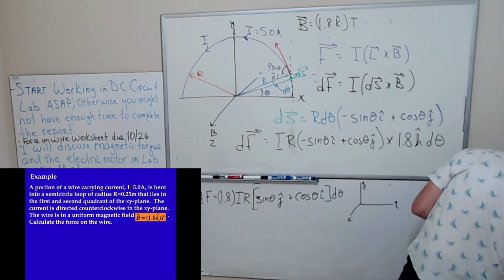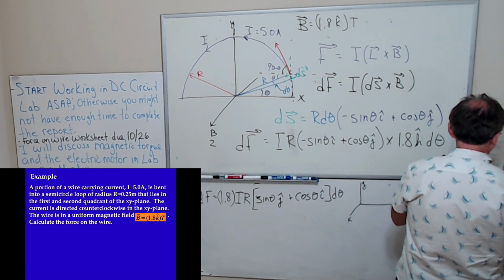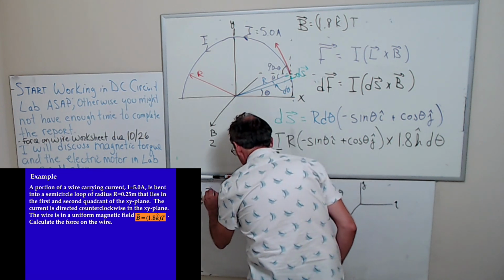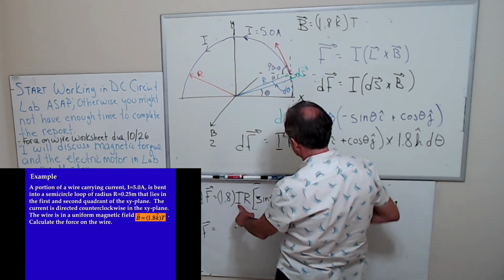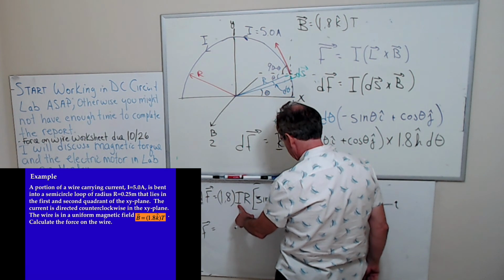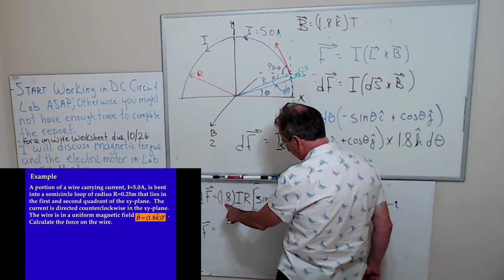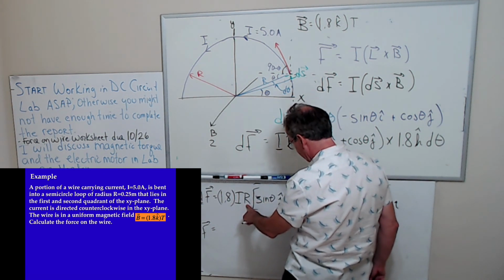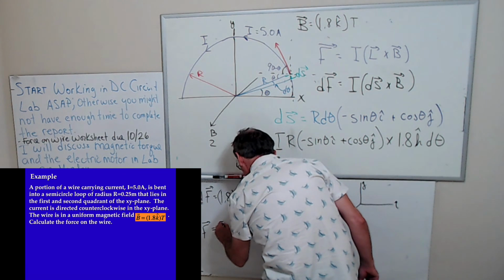Let me double check my math here. So I'm going to integrate this to find F. By the way, the current is what again? What is the current? 5 amps? 5. What's 5 times 1.8? 9. 9 divided by 4, because R is a quarter. Is that 2 1/4? Yeah.